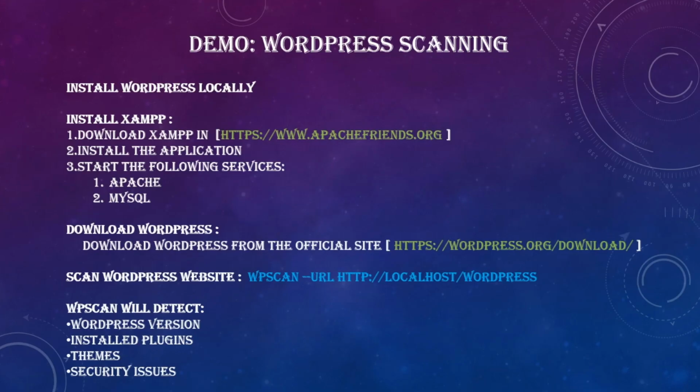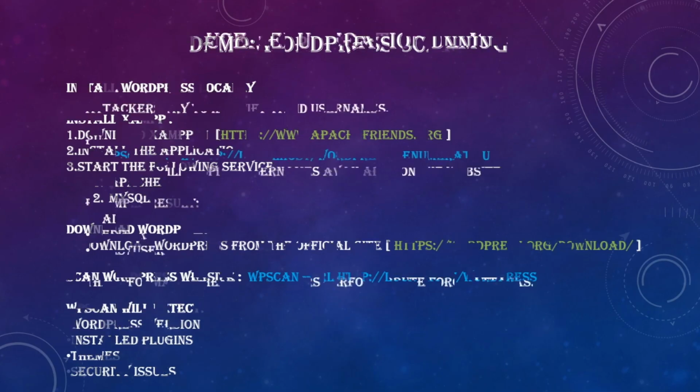First, we need to scan the website, where the given website can be scanned by a normal scan. WPScan is the most commonly used scanner for WordPress. It can detect WordPress versions, installed plugins, themes, and security issues. These are the detections of WPScan.